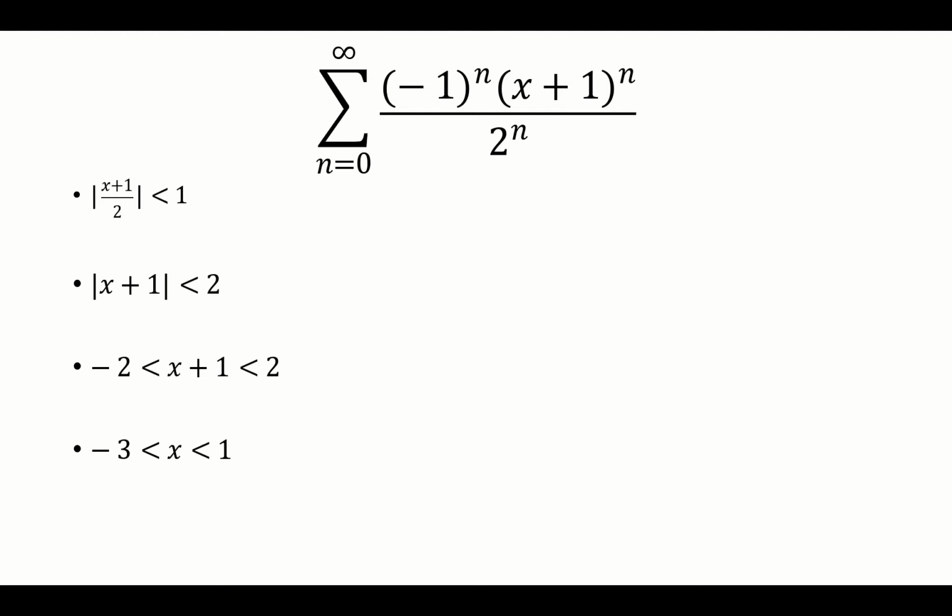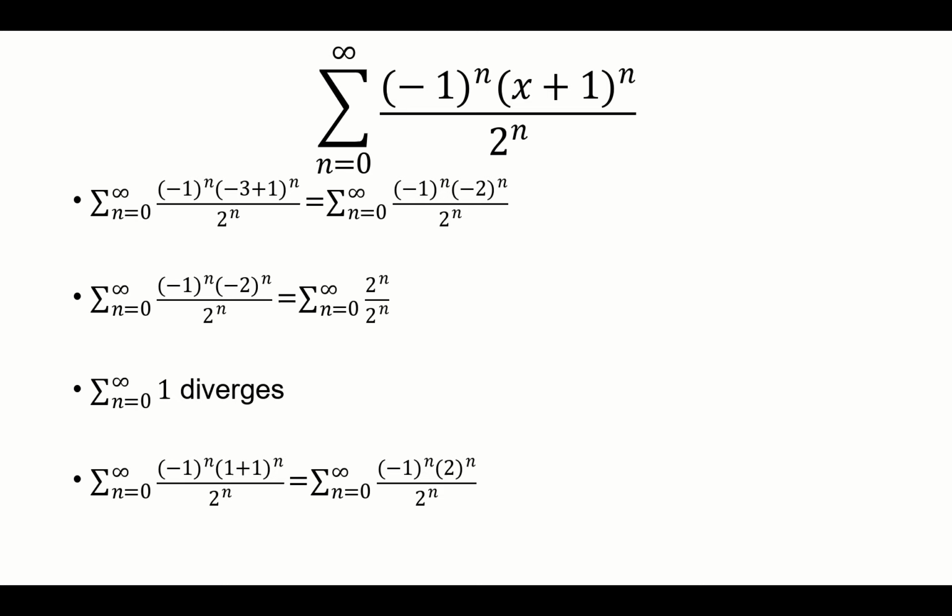So now what's left to do is test the endpoints. We need to see whether the sum converges at -3 or 1. First we'll plug in x equals -3. So you have (-1)^n times (-2)^n over 2^n. This simplifies: you can factor out the exponent n and multiply -1 and -2 to get 2. So this is 2^n over 2^n, which is 1. And so this one diverges because you're just adding 1 infinitely many times.